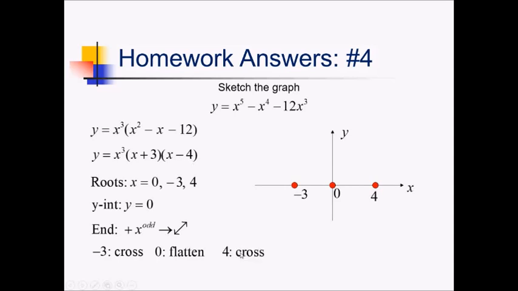flattening at 4. So starting below the x-axis, again, we're going to cross through -3, come back up, come down, and flatten through 0. And then we're going to cross through 4, ending above the x-axis, exactly where our end behavior predicted we would be.